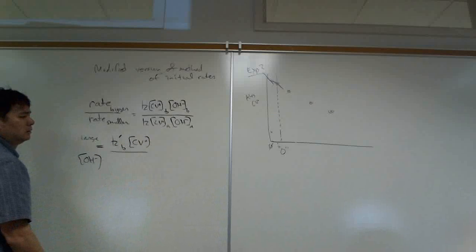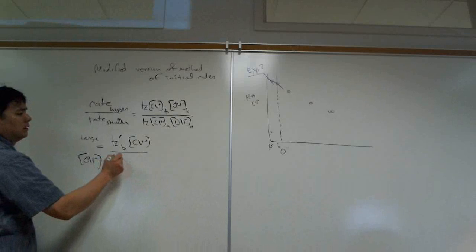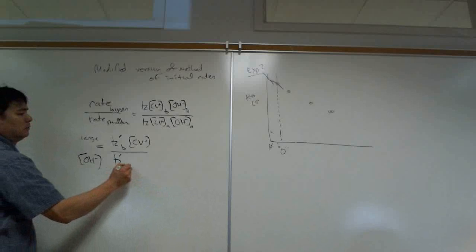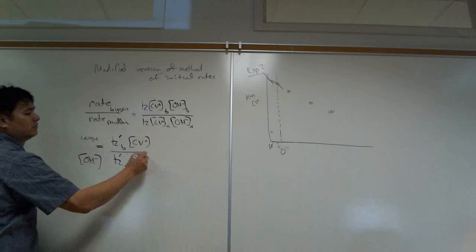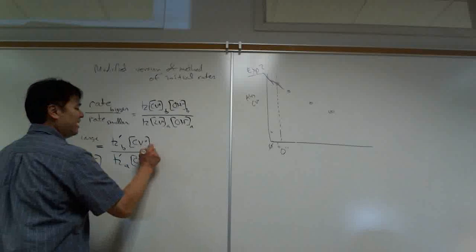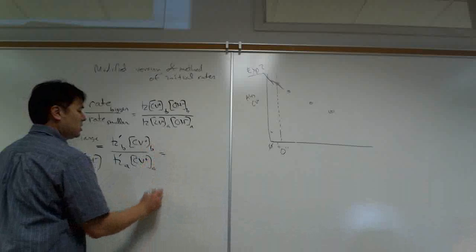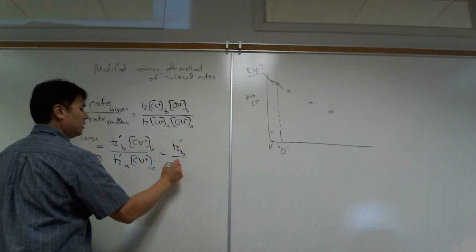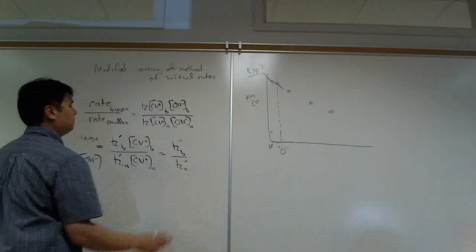over K prime A. This is CV concentration. But the CV concentration is the same in B and A. We didn't change that. And so this just gives us K prime B over K prime A.